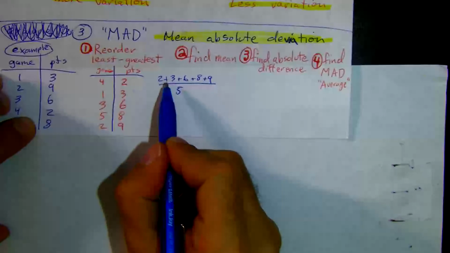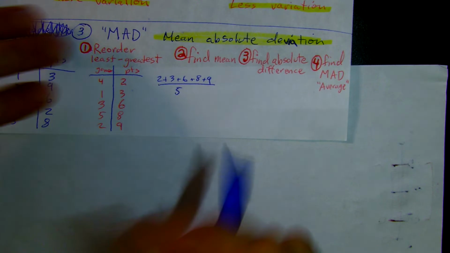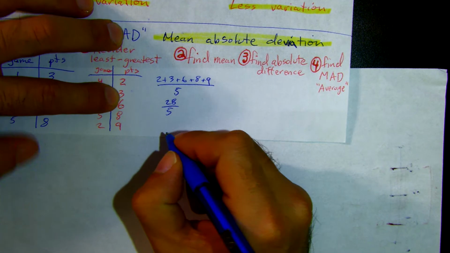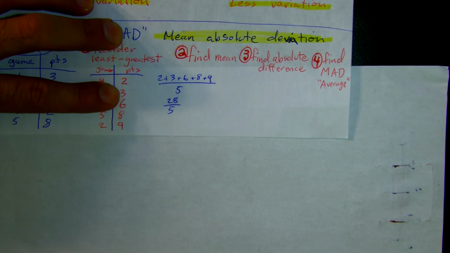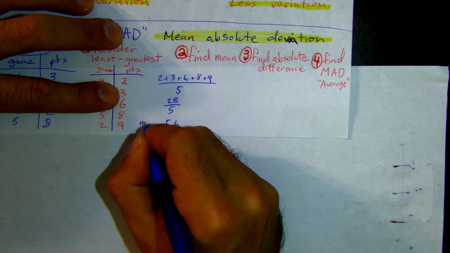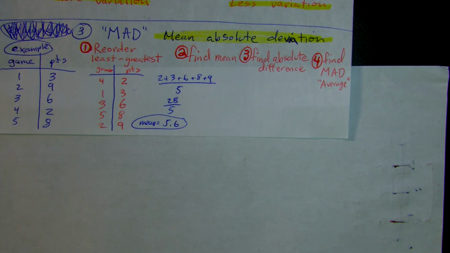So let's see what we get. We get 2 plus 3 plus 6, 5 plus 6 plus 8 plus 9. 28. 28 divided by 5. And what do we get there? 5.6. All right. So we have our mean. That's going to be the key number that we're comparing it to.